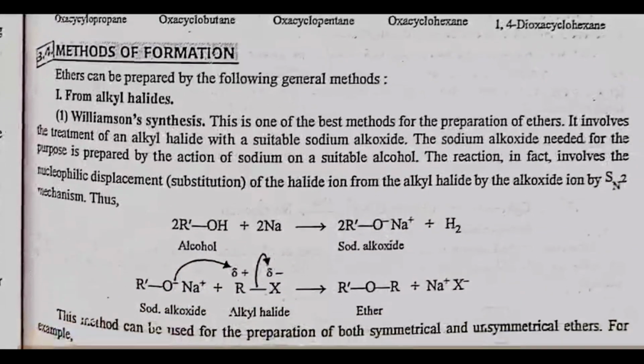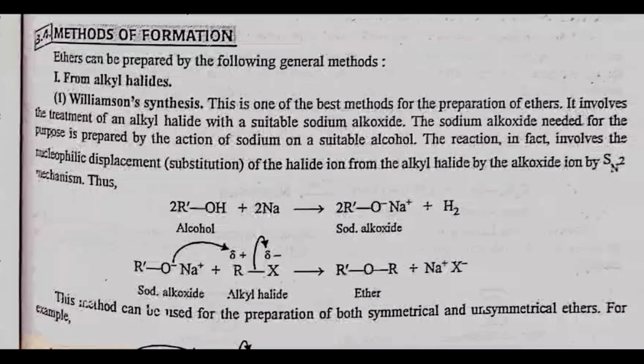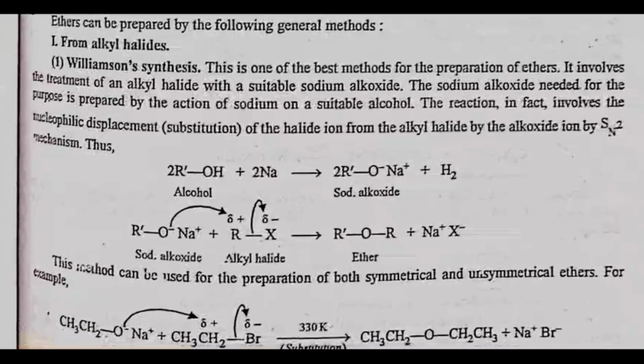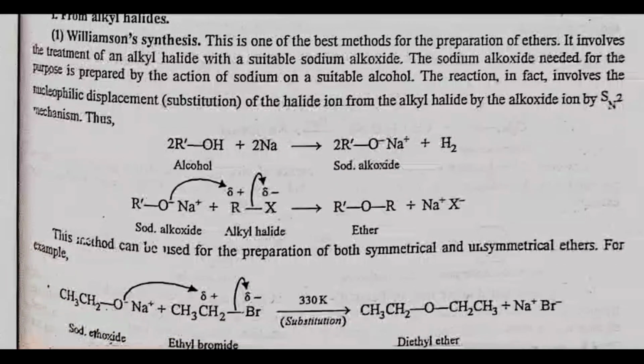3.4 Methods of formation. Ethers can be prepared by the following general methods. First, from alkyl halides. Williamson's synthesis. This is one of the best methods for the preparation of ethers. It involves the treatment of an alkyl halide with a suitable sodium alkoxide. The sodium alkoxide needed for the purpose is prepared by the action of sodium on the suitable alcohol.